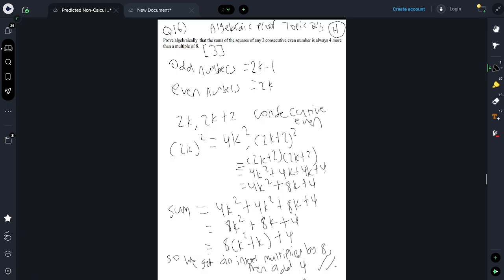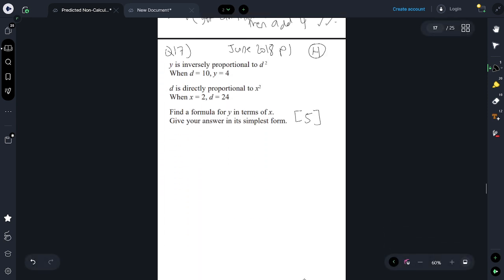So consecutive means you need to consider the next one, and consider odd and even numbers. It will often come down to expanding a bracket because we're squaring, and then factorising to get multiples. So that's our answer here. Because of all this, we indeed show that this sum is four more than a multiple of 8. Because we multiply by 8 here, so it's a multiple of 8, and then we add 4 more. Hopefully that's clear. That's only 3 marks though.